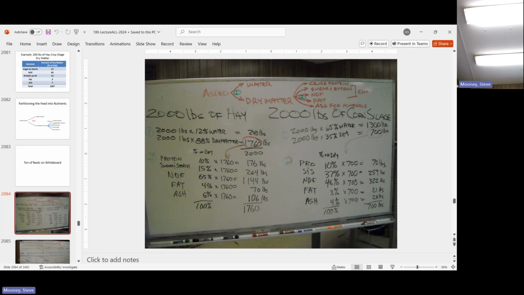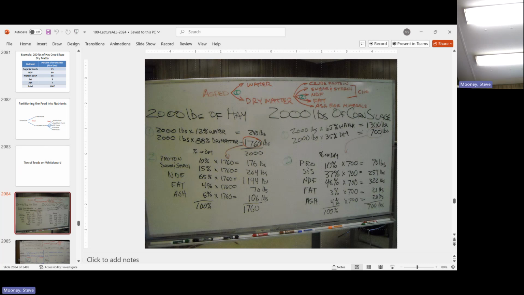2,000 times 0.12, 12 divided by 100, is 240 pounds of water. How many gallons is that? Anybody know? 30 gallons at 8 pounds per gallon. So those 3 bales have 10 gallons of water in each of them, 2 5-gallon pails.